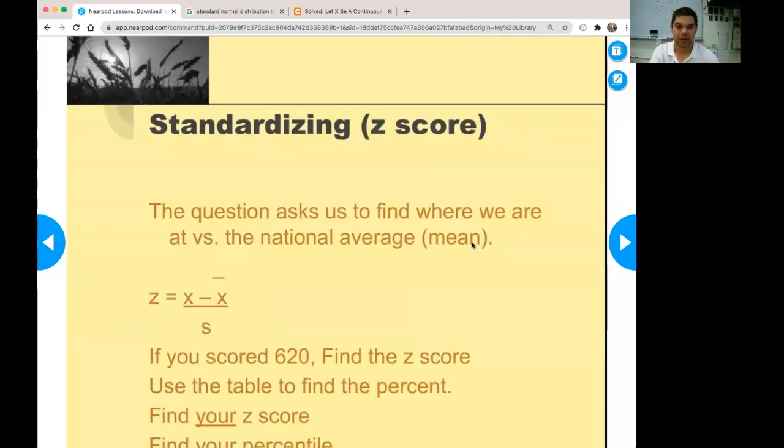All right. So let's say you scored a 620. What is your z-score? What is your percent? I want you to calculate the z-score and calculate the percentage for a score of 620 using that same value, using 500 as the mean and 100 as standard deviation.